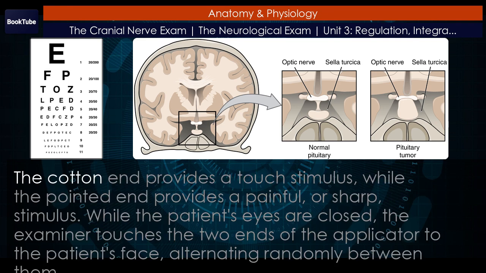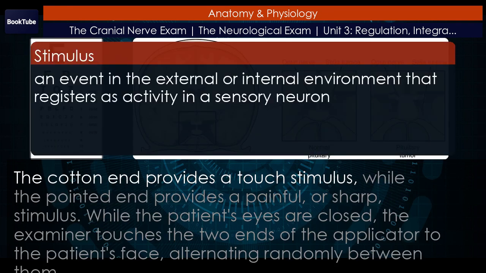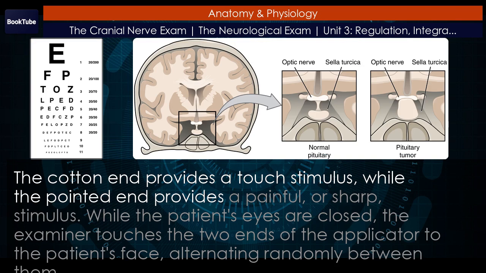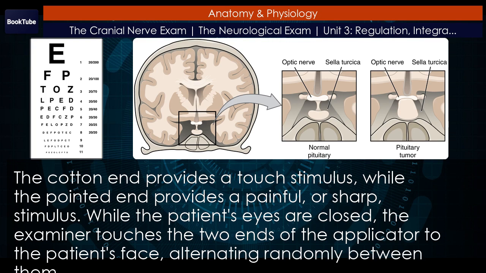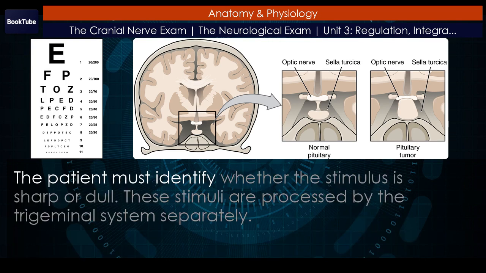The cotton end provides a touch stimulus, while the pointed end provides a painful, or sharp, stimulus. While the patient's eyes are closed, the examiner touches the two ends of the applicator to the patient's face, alternating randomly between them. The patient must identify whether the stimulus is sharp or dull. These stimuli are processed by the trigeminal system separately.